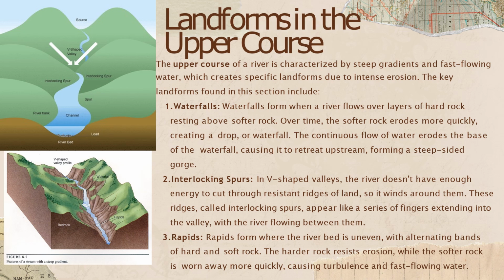Interlocking spurs, on the other hand, are ridges of land that extend into the V-shaped valley. The river winds around these ridges rather than cutting through them, creating a series of alternating spurs.